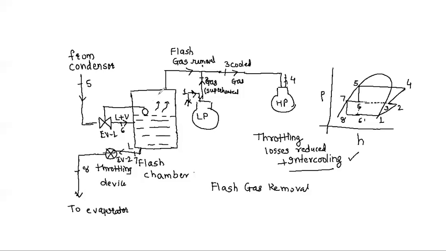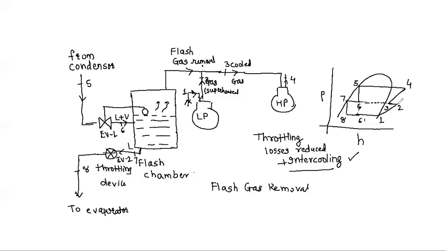So if the flash gases are not removed, these flash gases which are associated with 5 would be expanded up to 8, and they would again need to be compressed, and they are not participating in the refrigerating effect. When they are not participating in the refrigerating effect, they are adding to the compressor work as well as reducing the refrigerating effect. So it would reduce the coefficient of performance. So flash gas removal is always necessary.